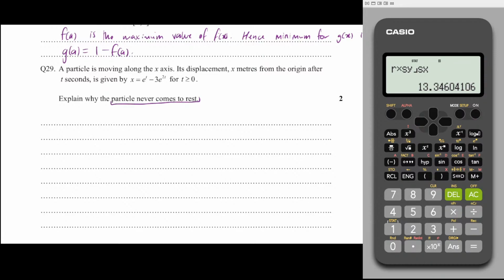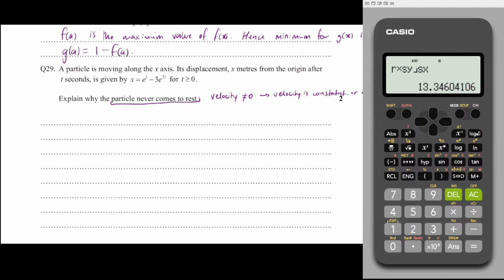The particle never comes to rest. So what does it mean when it never comes to rest? Well, it means that the velocity can never be equal to 0. Which means that the velocity is going to be constant. It's going to be a constant value. It's not going to be a value that's going to change. Or not 0. So it's either going to be constant or not 0. Okay, because I'm looking at the exponentials, and the exponentials tell me, well, it's not going to be 0.